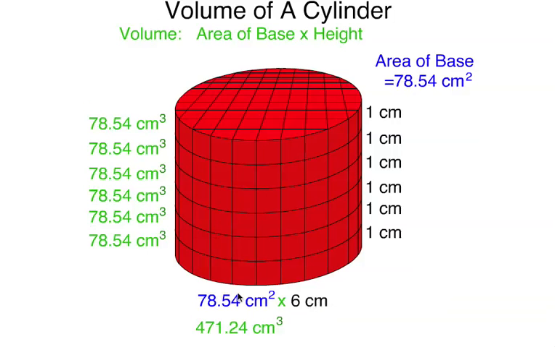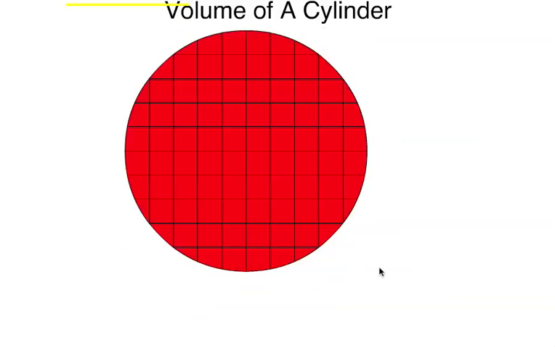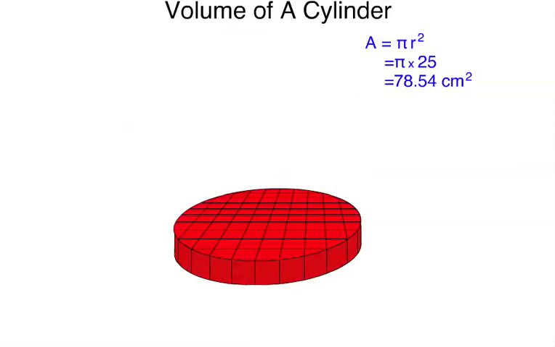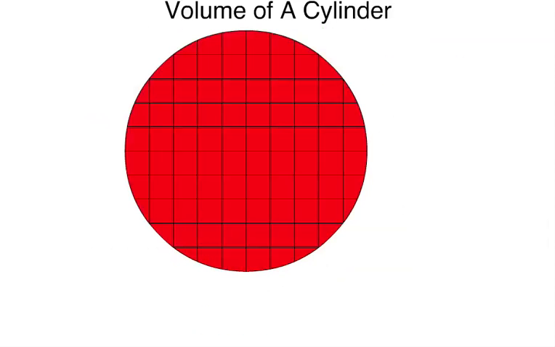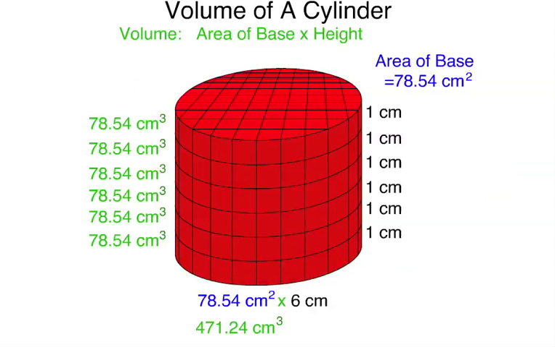Okay, remember the area of the base told you how many centimeters cubed there were in each layer, and then the height tells you how many layers you have. So the volume of a cylinder is the area of the base times the height.